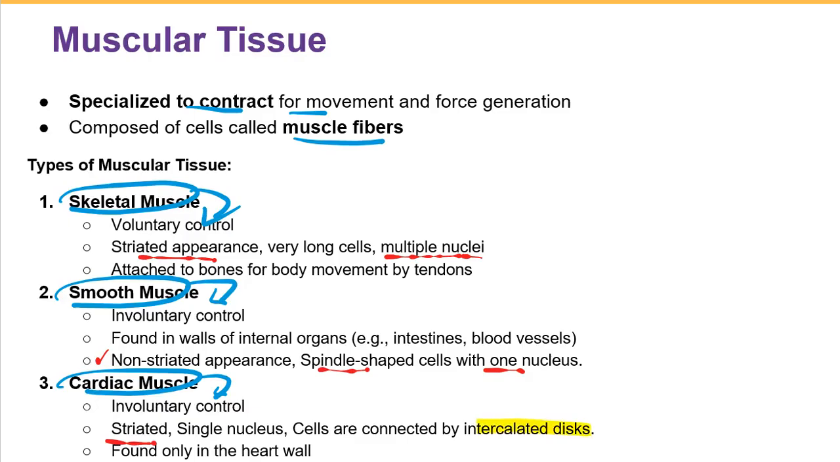So the intercalated disc is a unique structure only found between cardiac muscle cells, and it shows that there is a junction between the cardiac muscle cells. And you should know where we can find them. Skeletal muscle can be found attached to the bones, smooth muscle can be found in all of the internal organs, and cardiac muscle can be found only in the heart wall.